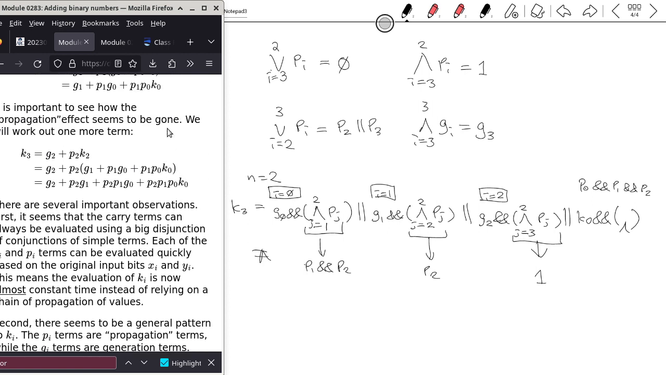Okay. Well, it's not from the last lecture. It is actually from today's lecture. Because when we expanded using the technique that we were using before, we ended up having K3 defined as the logical OR between G2, P2 and G1, P2 and P1 and G0, P2 and P1 and P0 and K0. This is exactly the same. It's just that the ordering of things is off a little bit. But that's perfectly okay, because between disjunction and conjunction, both operators are commutative.